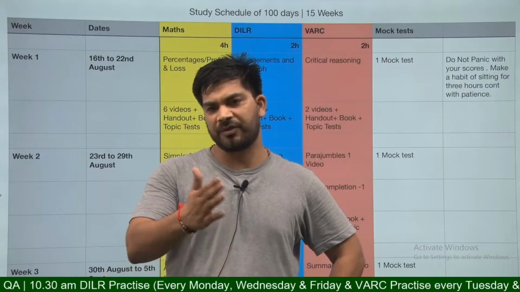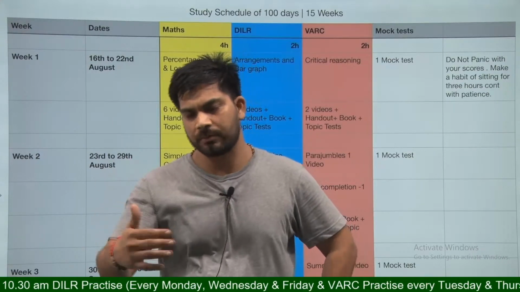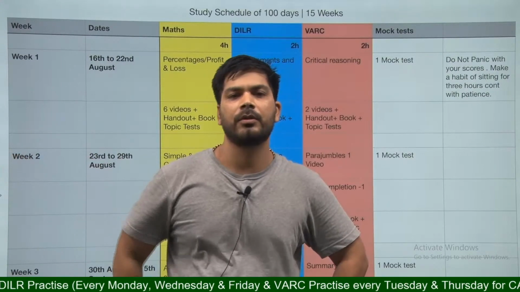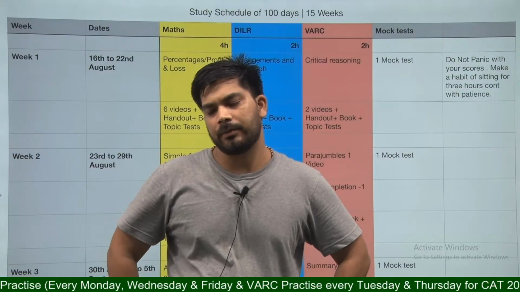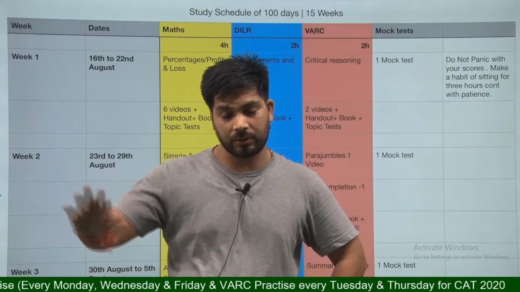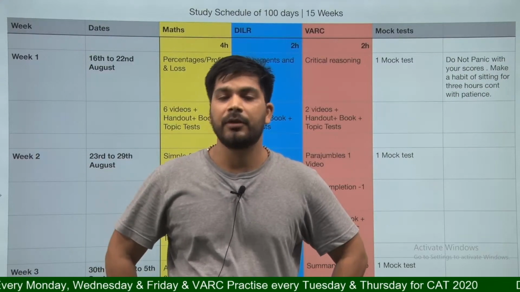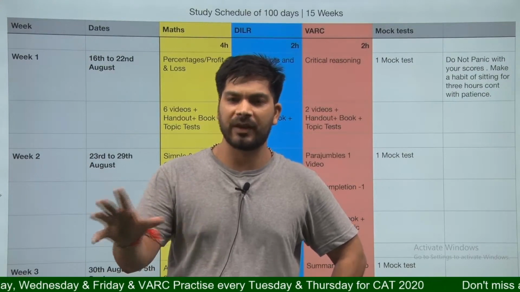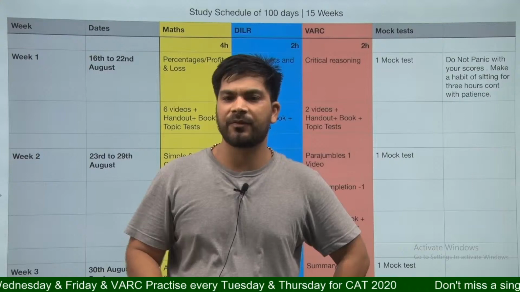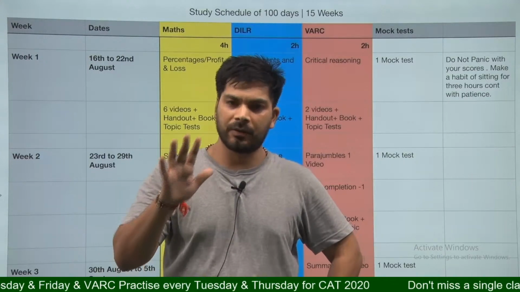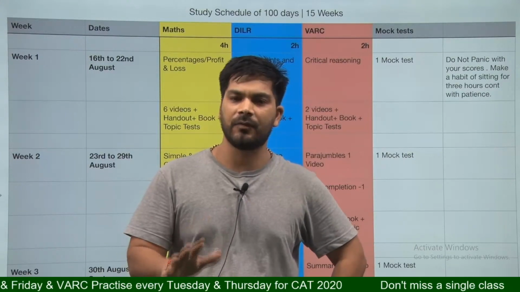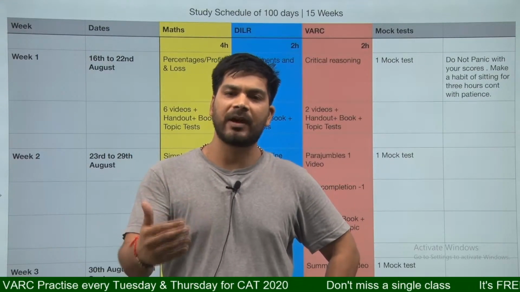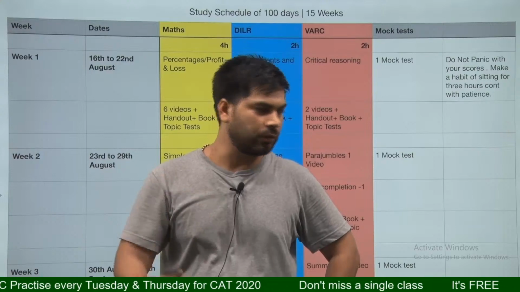So if you count from 16th of August, which is next week, Monday, from that particular week towards the end of the last week for CAT, we'll have approximately 15 weeks, which translates to 105 days. I have skipped 5 days for festivities and other things, but we'll have 100 days in hand, in which I'll be trying to talk about what should be your day-wise and topic-wise study schedule.